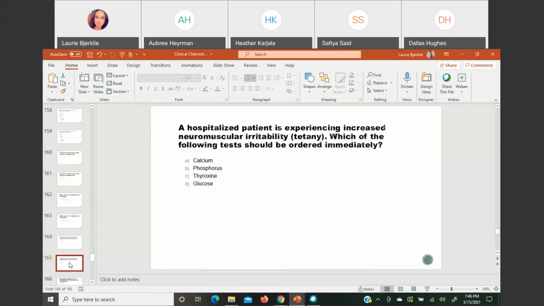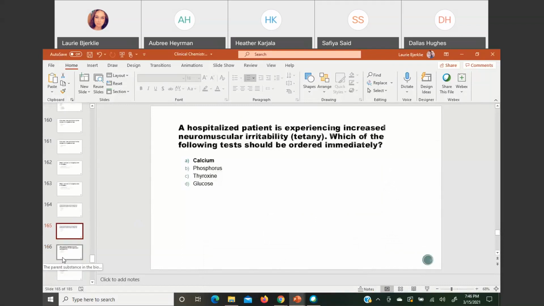Good. I had a feeling you guys would do well on this one, calcium. The other one that you could also order for tetany that's not on this list is magnesium. So magnesium is the other one that we might see ordered for tetany.